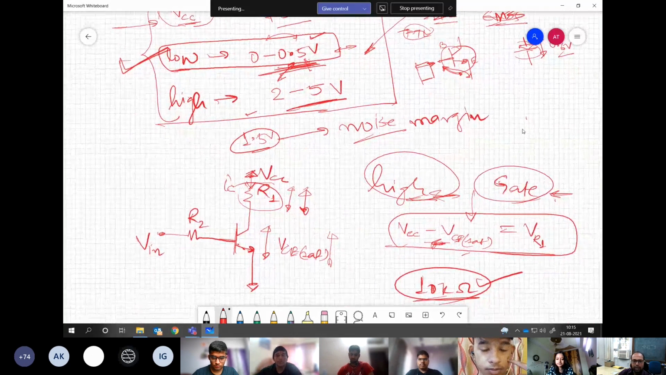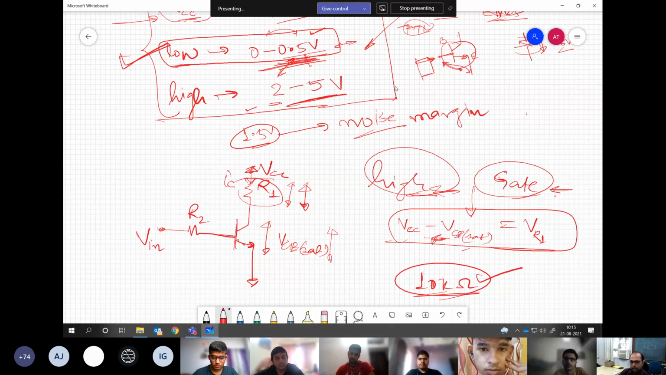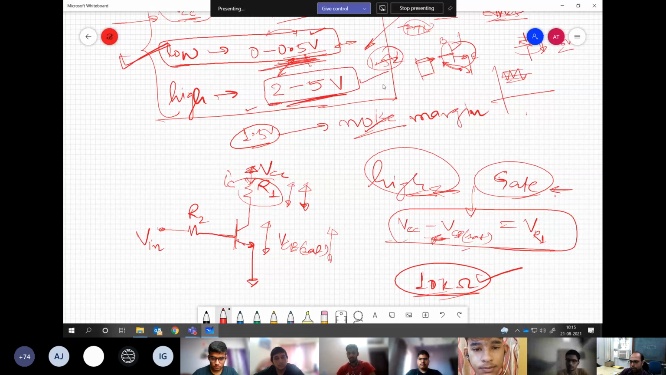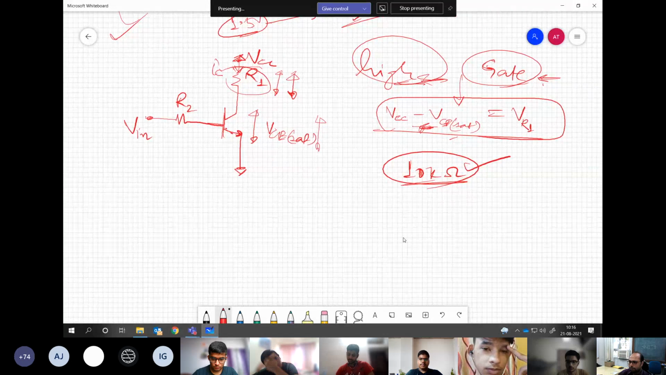Now further, when we are deciding the high logic, we have to keep some margin between the highest value of low logic and the lowest value of high logic. So whenever some noise comes, that should not affect the circuit performance. So we keep 1.5 volts of noise margin, and our high level starts from 2 volts to 5 volts. Is it clear? So this is what the operating conditions are. Now with this, we are going to decide what could be our R1 and R2. Am I clear? Yes or no? Yes, sir.